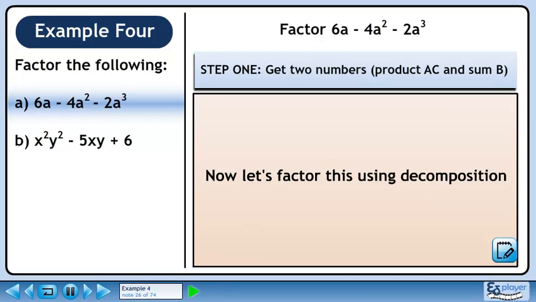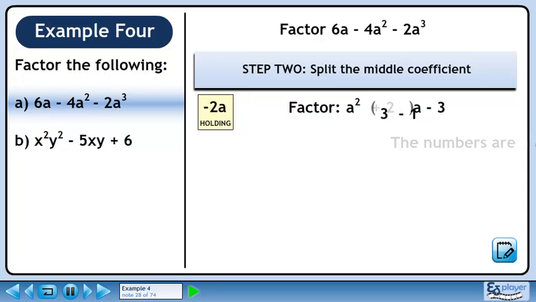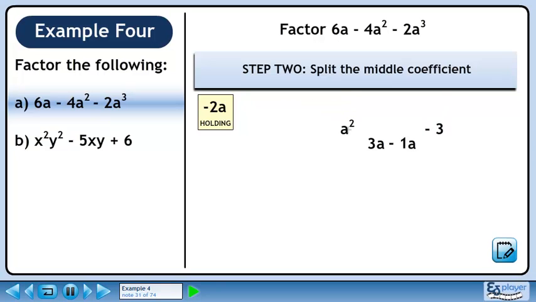Now let's factor this using decomposition. In step 2, we'll split the middle coefficient. Two is the same as 3 minus 1. Three times a is 3a. Minus 1 times a is minus a. The four-term polynomial is a squared plus 3a minus a minus 3.